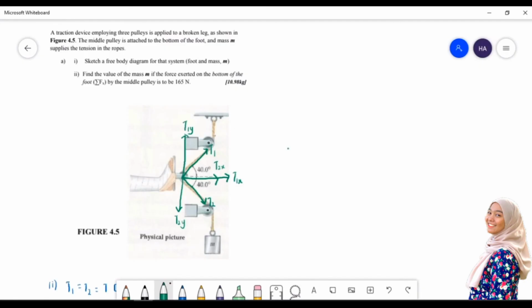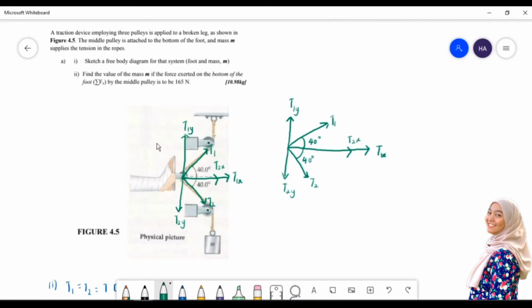So, lukisan dia akan jadi macam T1y and this is T2y. So, this is T1x and this is T2. Ada T1 is 40 degree and then here kita ada T2 also here 40 degree. So ini adalah lukisan untuk foot and mass.